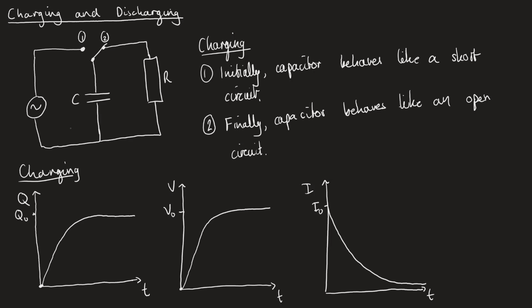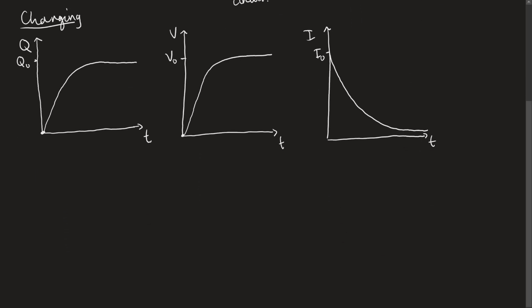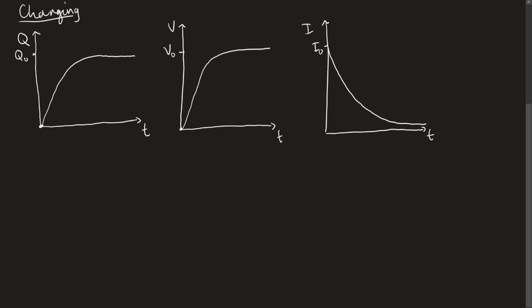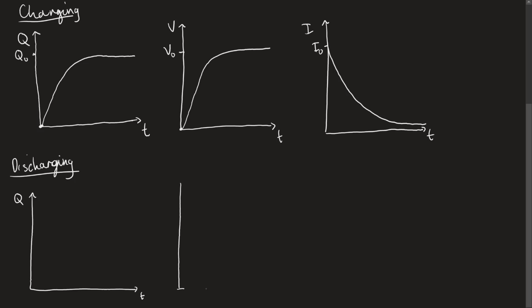So if I then move down, I can say that for the discharging graphs, I can have similar graphs where I'm going to investigate how the charge varies with time, how the potential varies with time, and finally how the current varies with time.